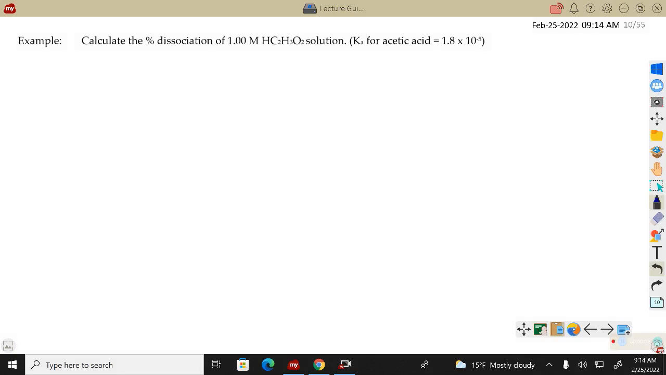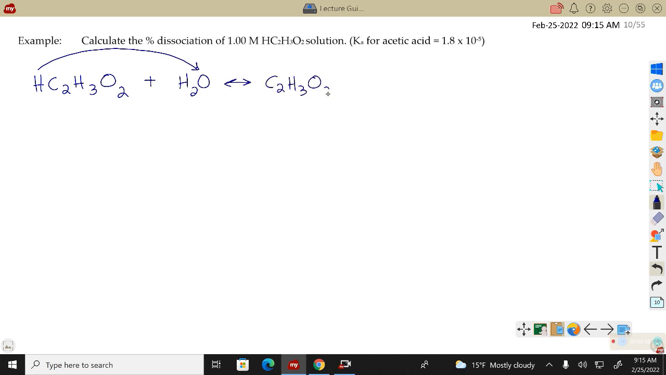In the last problem, we were given the percent dissociation and asked to calculate the Ka, and now we're going to do the opposite. We've got the Ka, we want to calculate the percent dissociation. So we're going to start with our equation. I've got acetic acid, HC2H3O2. In solution, the only other particle present would be water. Now this will dissociate. As an acid, we are a hydrogen donor, so I'll be left with the acetate ion, C2H3O2 minus, and hydronium, H3O plus.